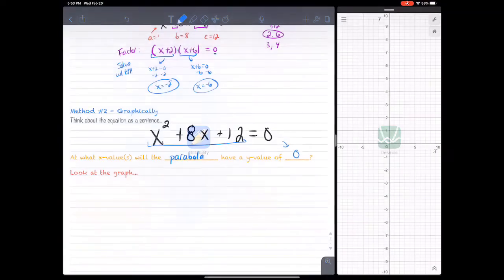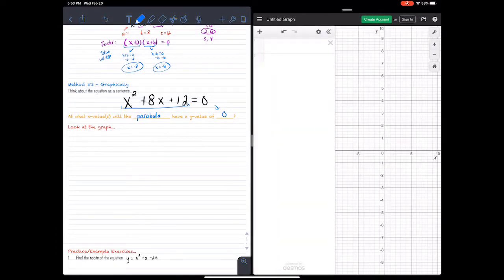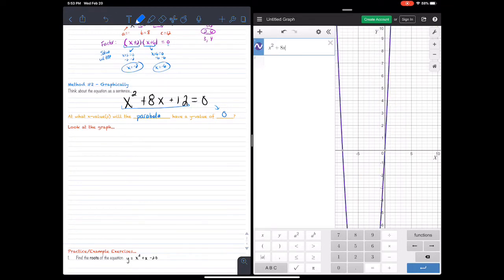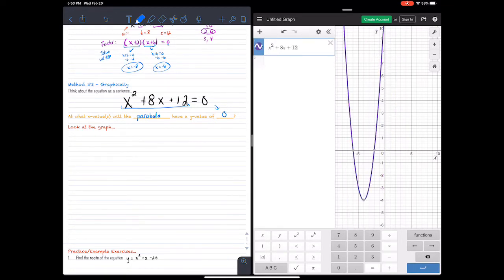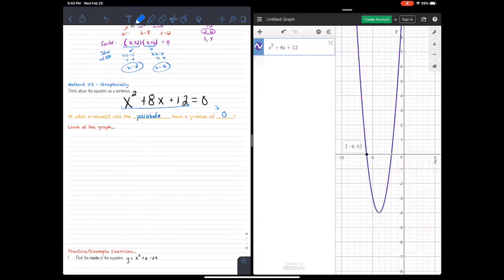What we're going to do here is make a graph using Desmos, and feel free to go get this app. It's free and it's wonderful. We're going to type in x squared plus 8x plus 12, and we're just going to look to see where this graph has a y value of 0. On my graph here, I can see that the y value of 0 would be there, and it would be there. So in your notes, you can just draw this function. We have a coordinate plane here, and then it's a U-shaped graph, and we notice it's always to the left of the y-axis.